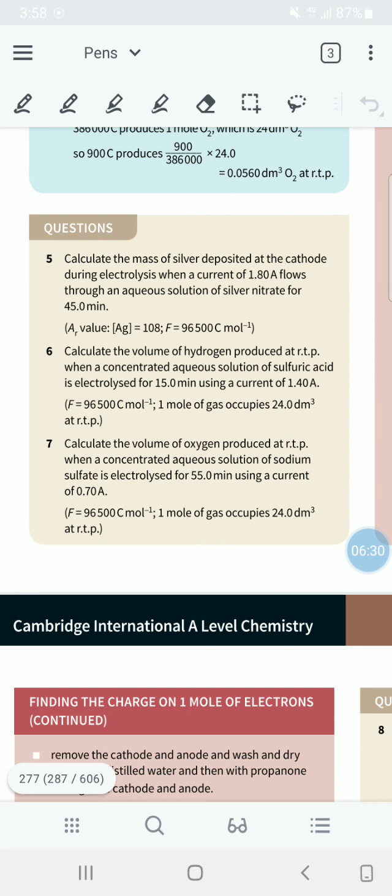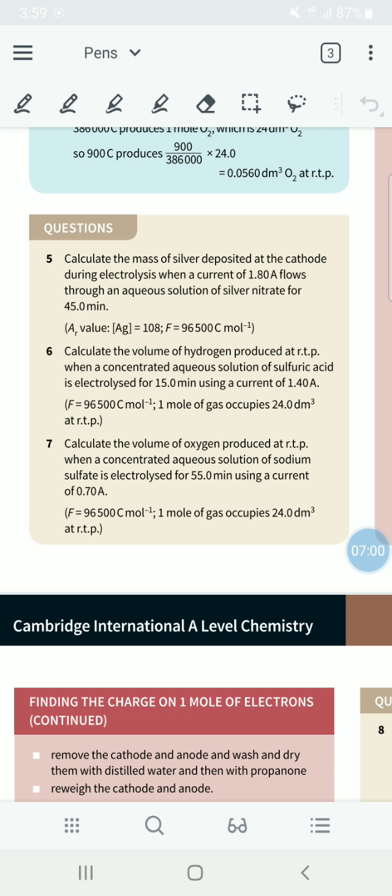Calculate the volume of oxygen produced at RTP when a concentrated aqueous solution of sodium sulfate is electrolyzed for 55 minutes using a current of 0.7 amperes. Once again, the same deal. So 1 mole of gas occupies 24 cubic decimeters. That is a given fact. So let's try to figure out what happens here.